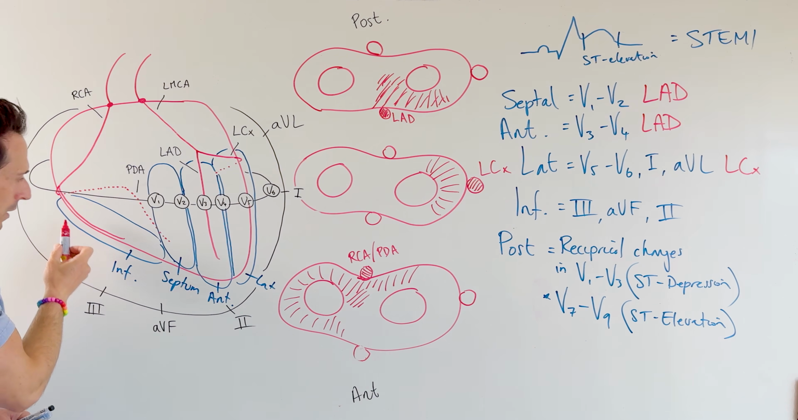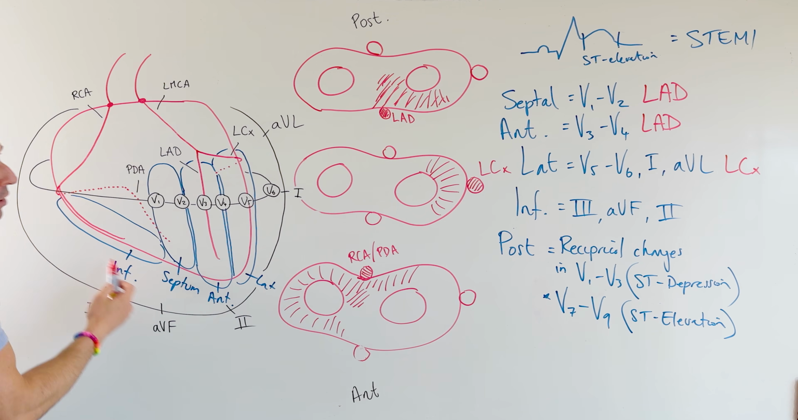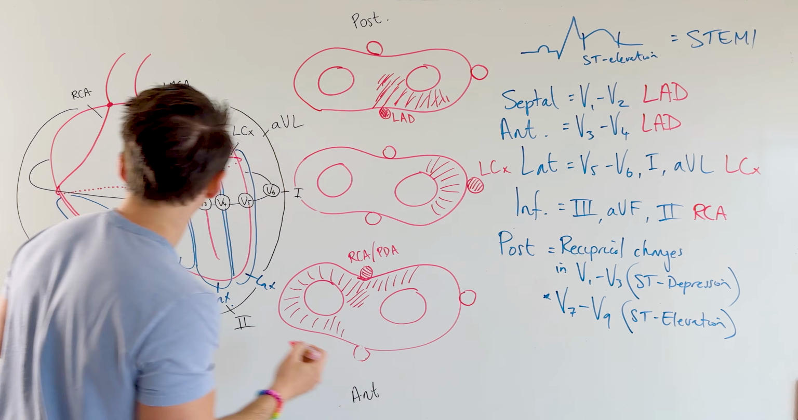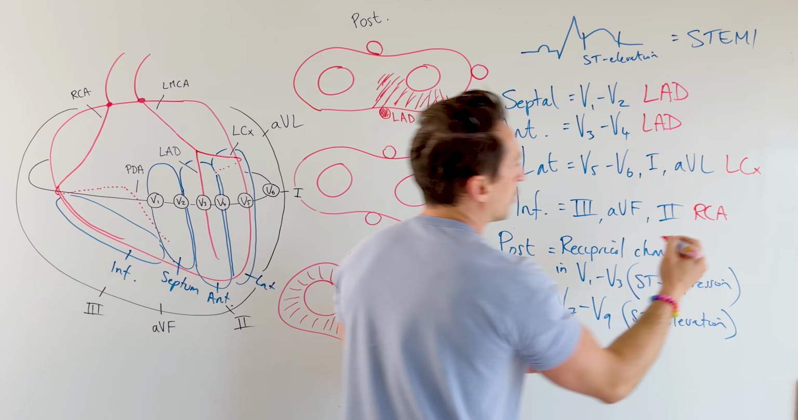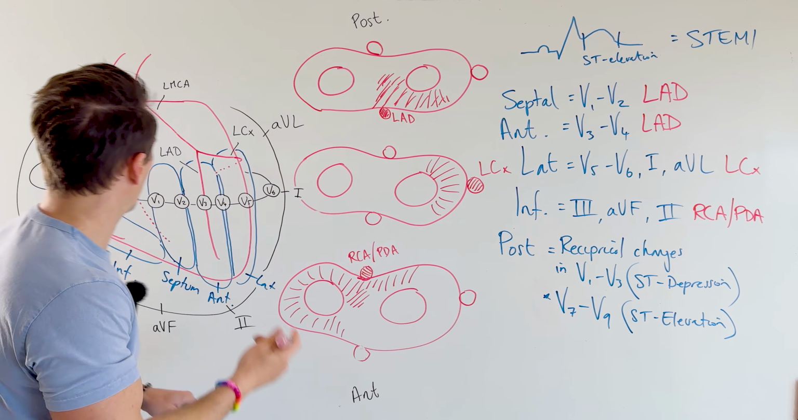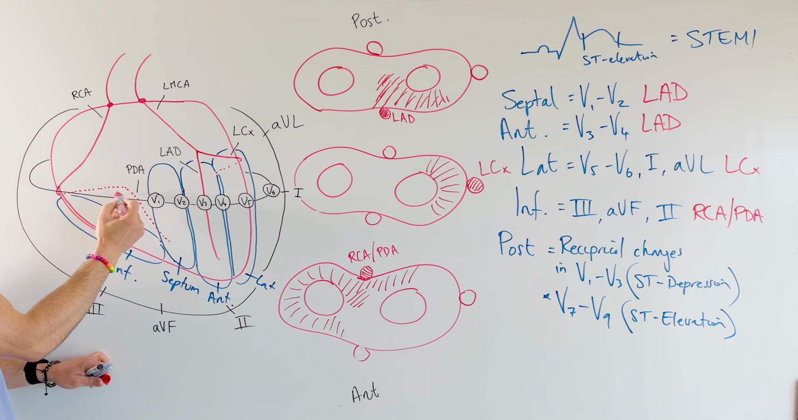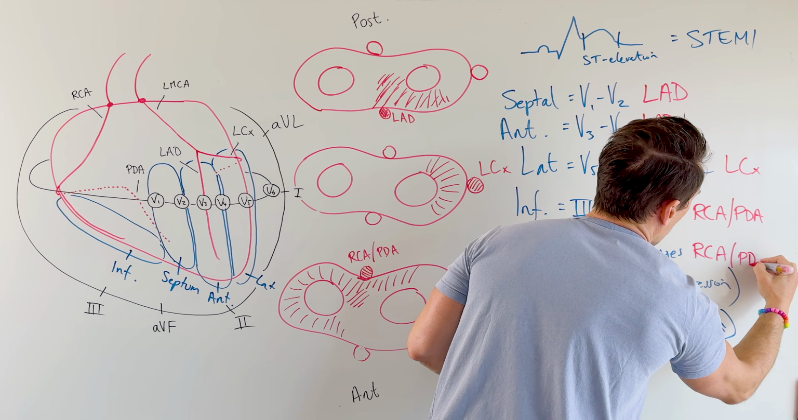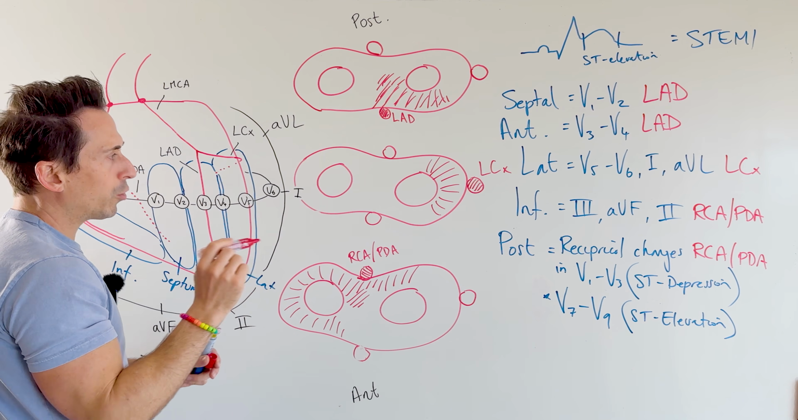Inferior. Oh, okay, inferior. Well, it's going to be that right coronary artery. Now, you could also say a little bit of the PDA might do it as well if it's a long enough branch. So you could possibly say RCA and PDA, right? What about posterior? Look at the back, posterior, there's that PDA. So again, RCA and PDA. And you can see that here, right? All right, important point.